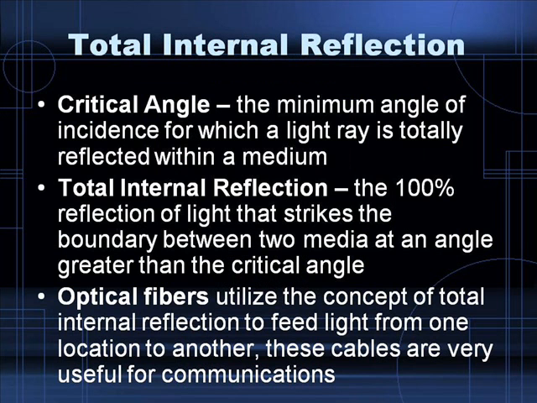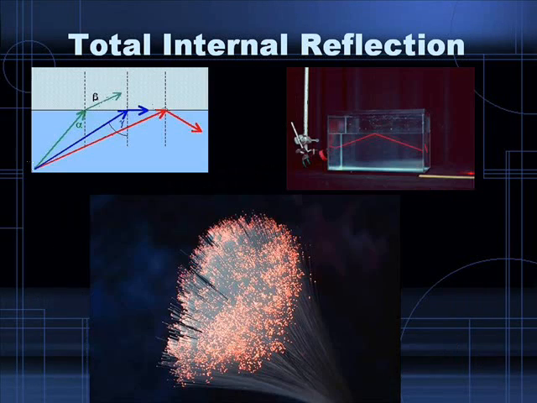Critical angle: the minimum angle of incidence for which a light ray is totally reflected within a medium. This is the 100% total reflection of light that strikes the boundary between two media at an angle greater than the critical angle. Optic fibers utilize the concept of total internal reflection to carry light from one location to another. These cables are very useful for communications. Here's an example of fiber optics, a laser reflecting through water and bending.